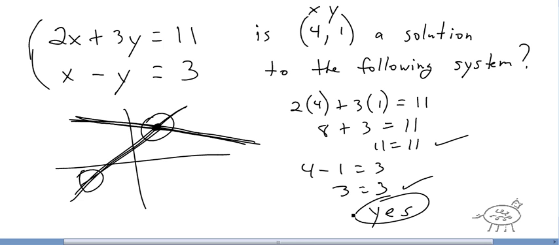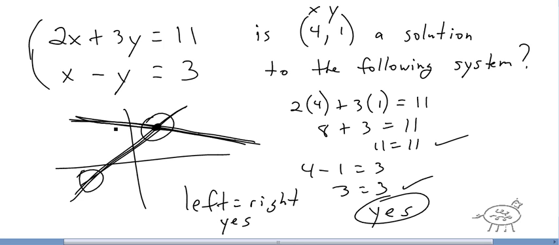But you can't just plug it into one equation and be done with it. It's very simple. You literally plug it into the x and the y, and you see if the left side equals the right. If it does, then the answer is yes. If it doesn't, the answer is no. So that's just the start of the system.